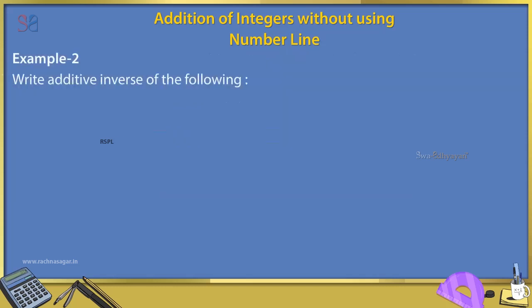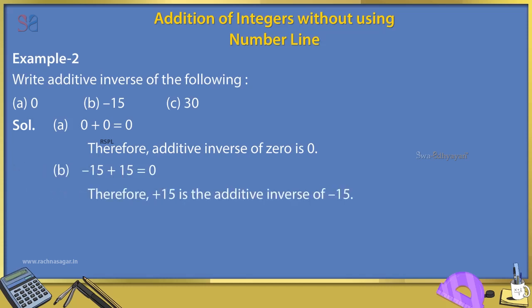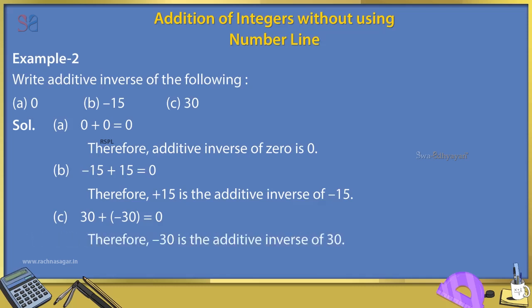Example 2. Write additive inverse of the following. A. 0. B. -15. C. 30. Solution. A. 0 plus 0 is equal to 0. Therefore, additive inverse of 0 is 0. B. -15 plus 15 is equal to 0. Therefore, +15 is the additive inverse of -15. C. 30 plus (-30) is equal to 0. Therefore, -30 is the additive inverse of 30.